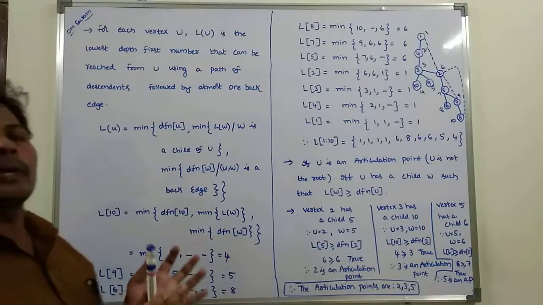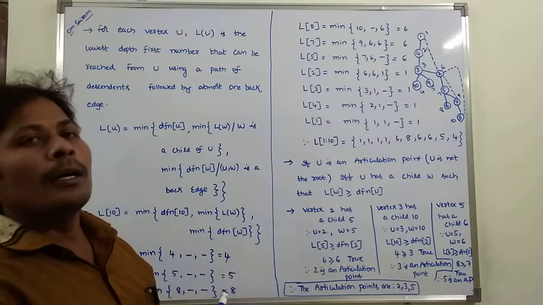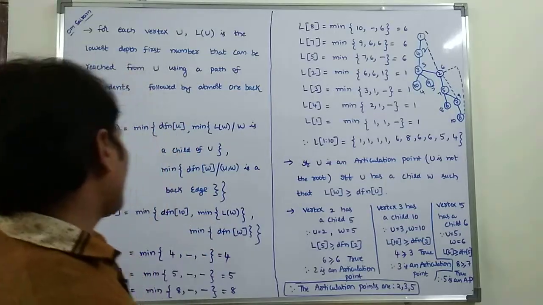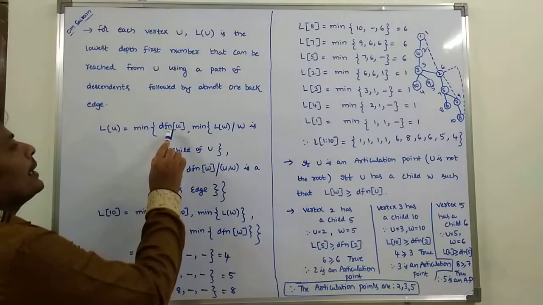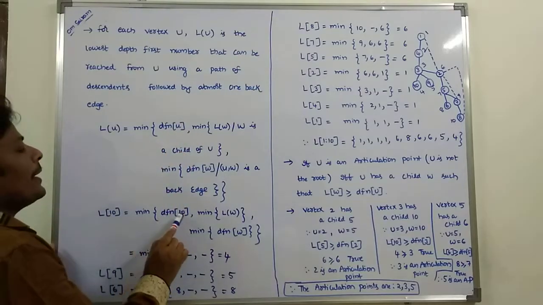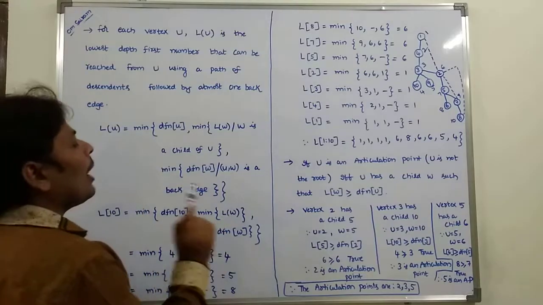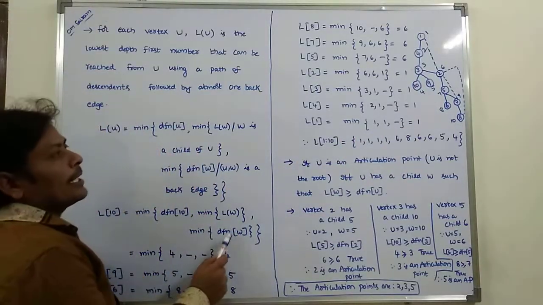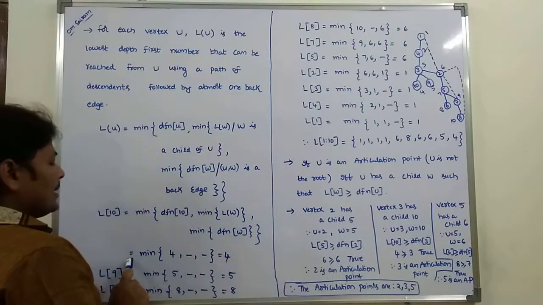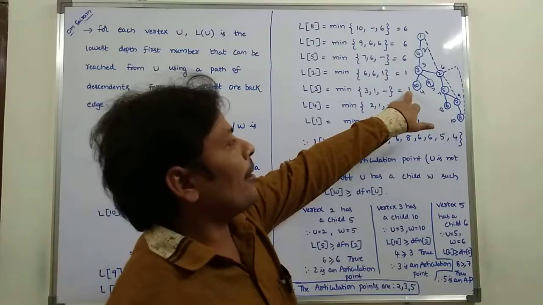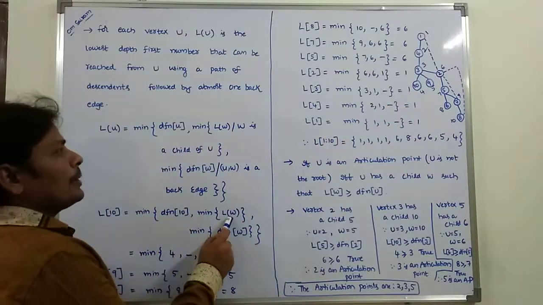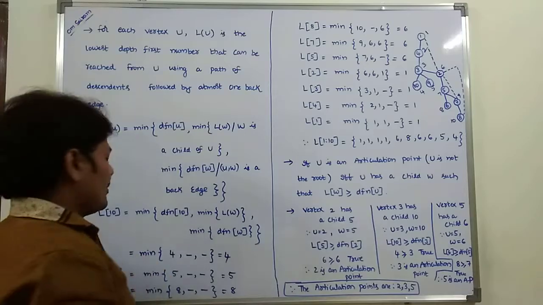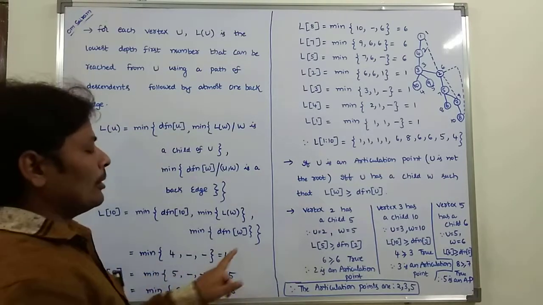Now we have to calculate the L values according to the postfix form of this depth first spanning tree. L of 10 is equal to the minimum of dfn of u. The u value is 10, so dfn of 10, comma, minimum of L of w. For node 10 there are no descendants and no back edge from 10. Dfn of 10 is 4, so the minimum of 4, nil, nil is equal to 4.